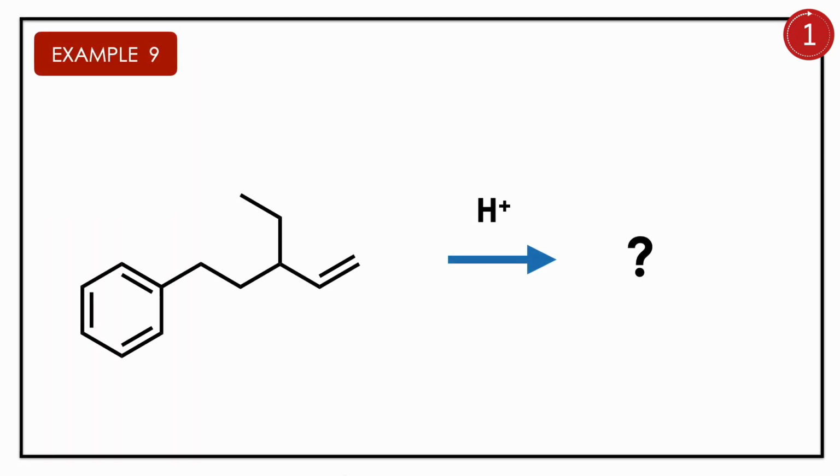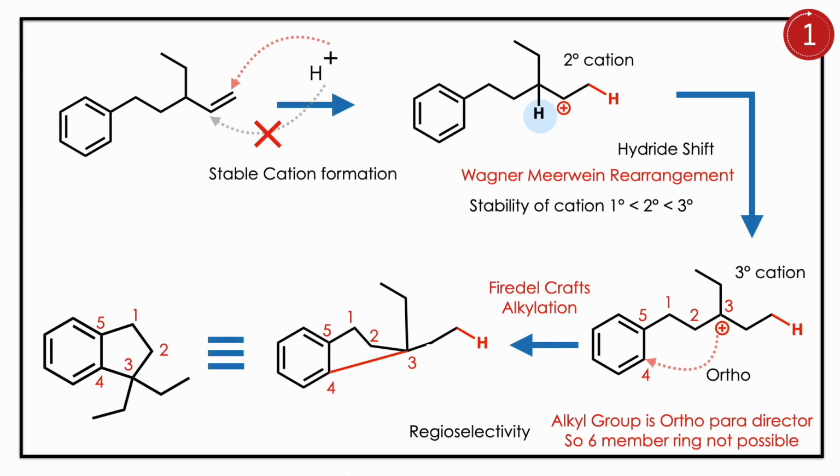Then example 9: you have benzene with a side chain, a linear alkene with a substituted ethyl group. You are using acidic condition, which is H plus. You have to find the final product. In acidic condition you are using an alkene in the system. H plus can attack the alkene in two ways, but it will only attack the terminal position to create the more stable cation. Here regioselectivity comes. H plus only attacks the alkene to form the secondary cation. So a secondary cation forms. As we expect, we need a tertiary cation, so the tertiary cation is formed by a hydride shift.